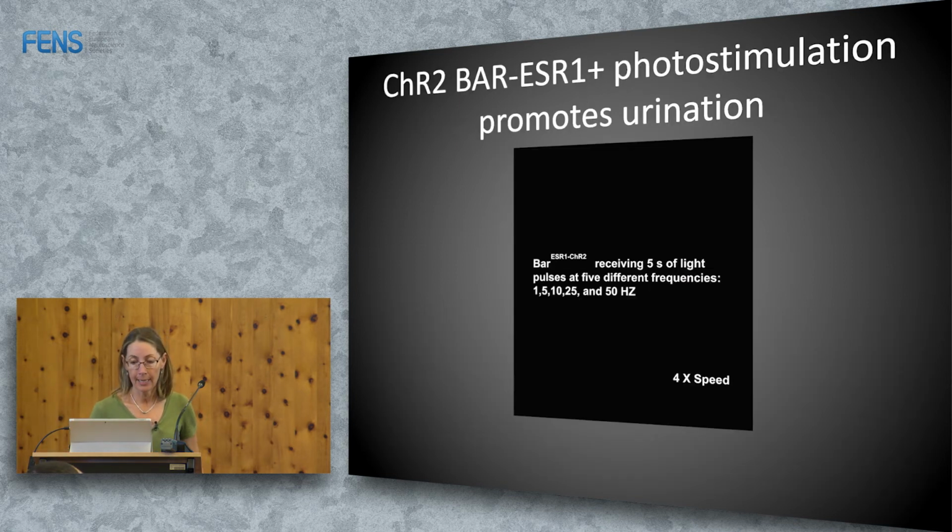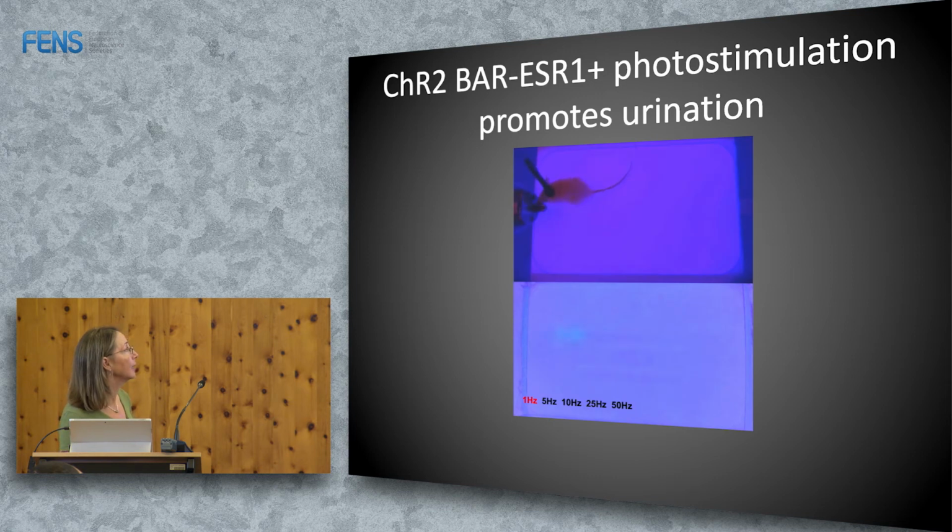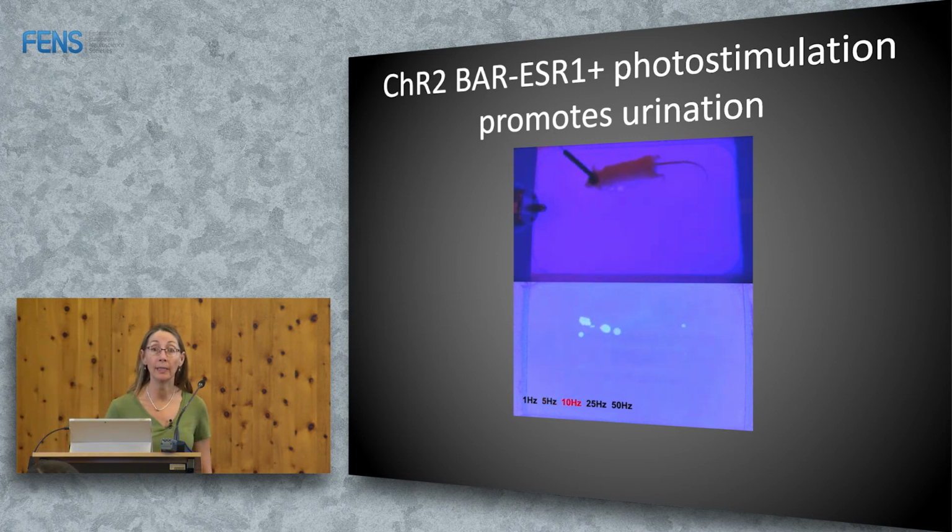And so we went ahead and did activation of these neurons. This is the same type of situation that I showed you earlier, but we have a camera from below. That was just a very low frequency stimulation. If we go ahead and do it at 5 hertz, you can see from below that there was immediately a release of urine. And if we let this animal move around again, and do this in a frequency dependent manner, we can find that these cells are indeed promoting urination.